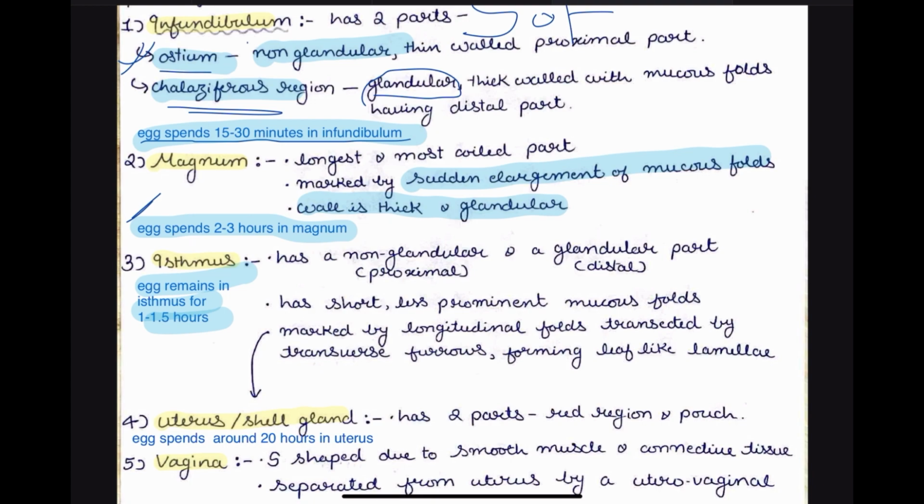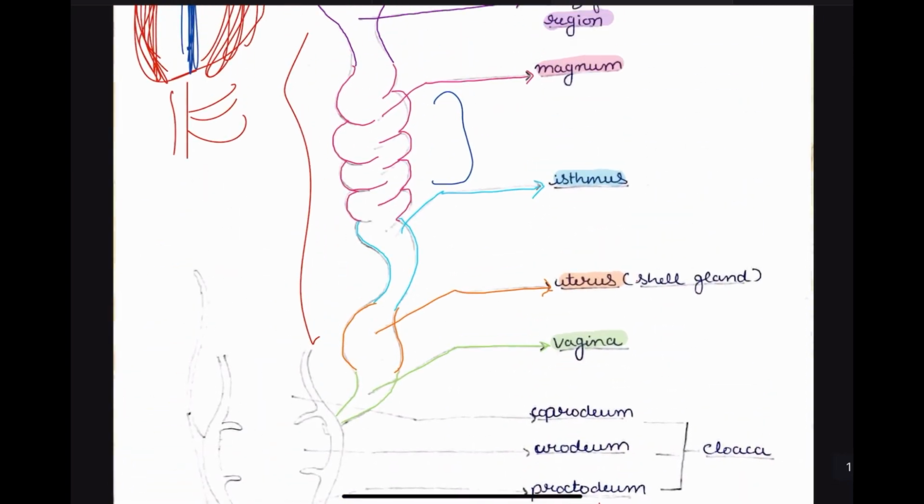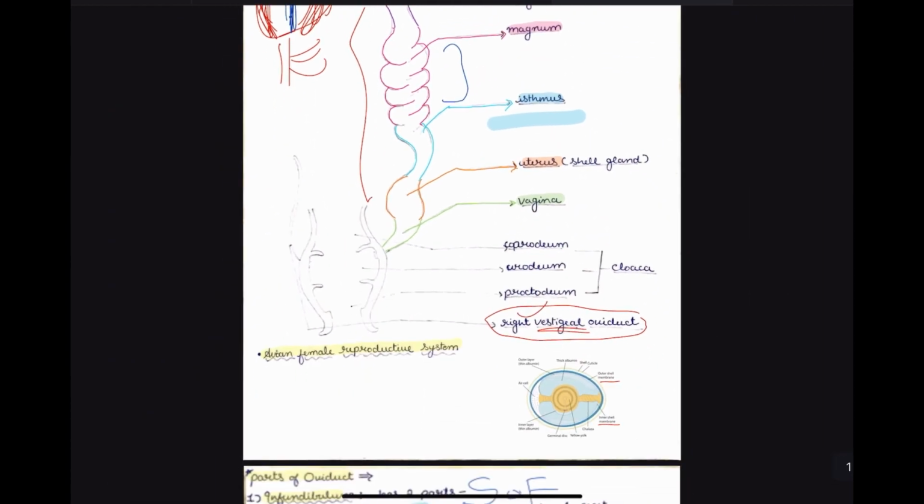So how can you distinguish magnum from isthmus? First, the isthmus is much less coiled as compared to the magnum, and it has less prominent mucous folds. So this is the isthmus region.